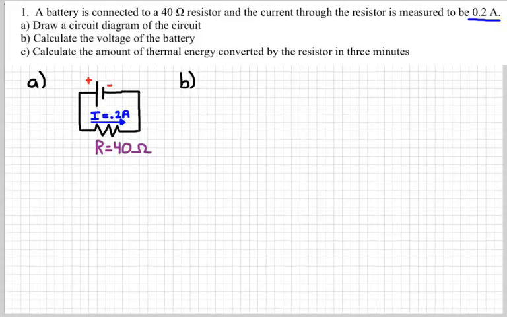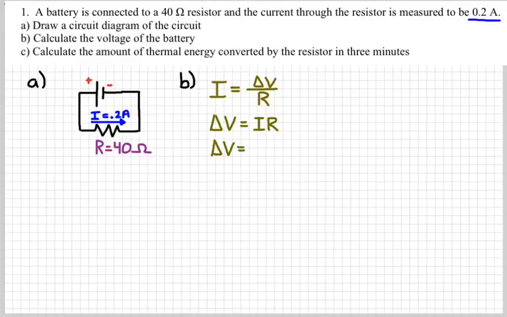So in order to do that, we might use Ohm's law. Remember, Ohm's law is I equals the voltage drop over the resistance. And so if I solve that for delta V, multiply both sides by R to get rid of the fraction, that will look something like that. And so just substituting in the values that we've got, a current of 0.2 amps, and then a resistance of 40 ohms.